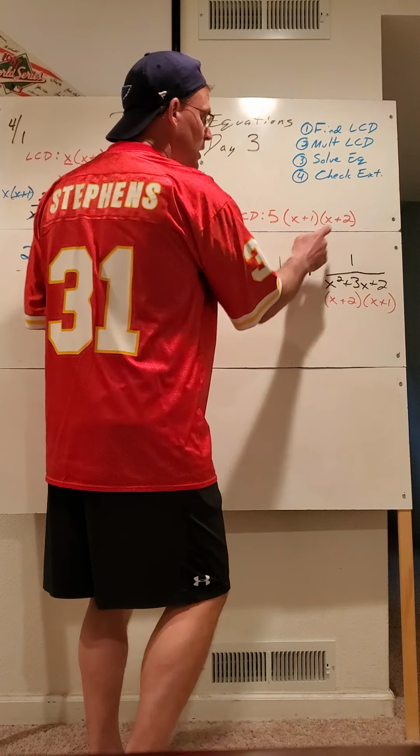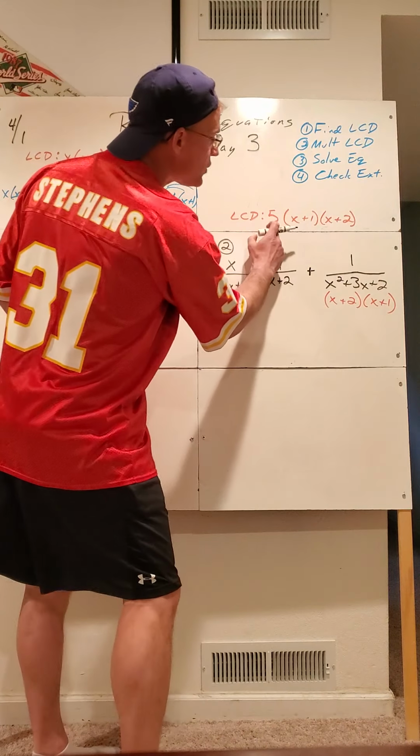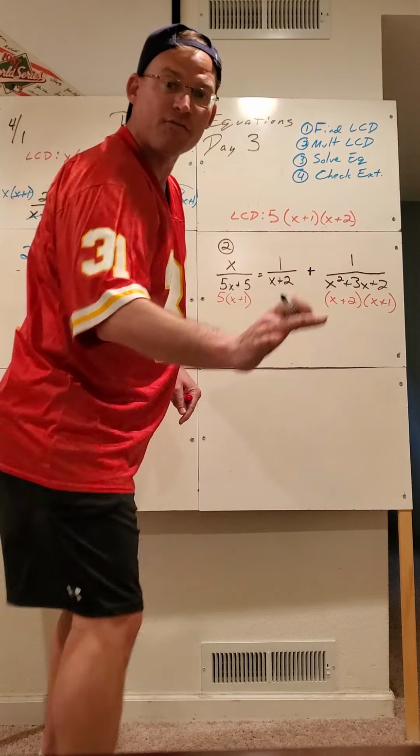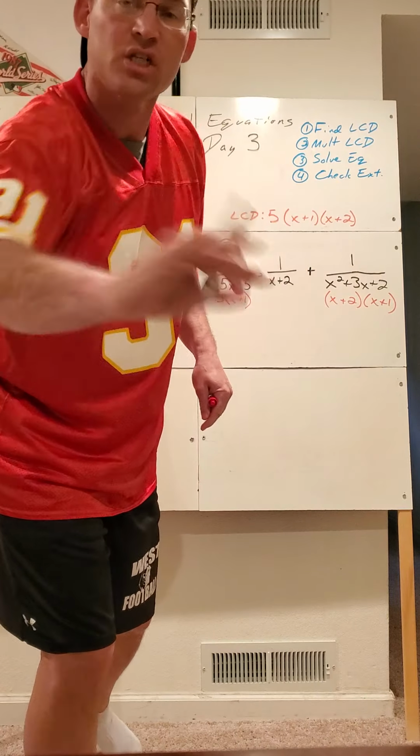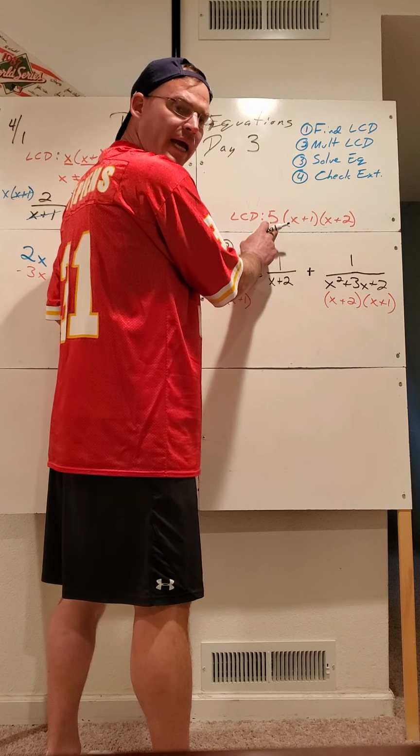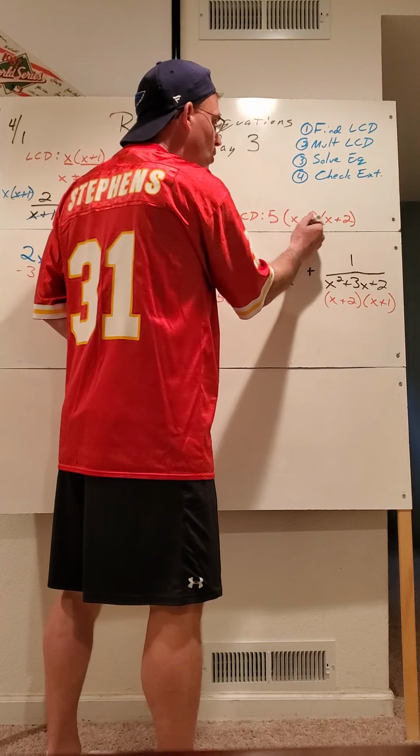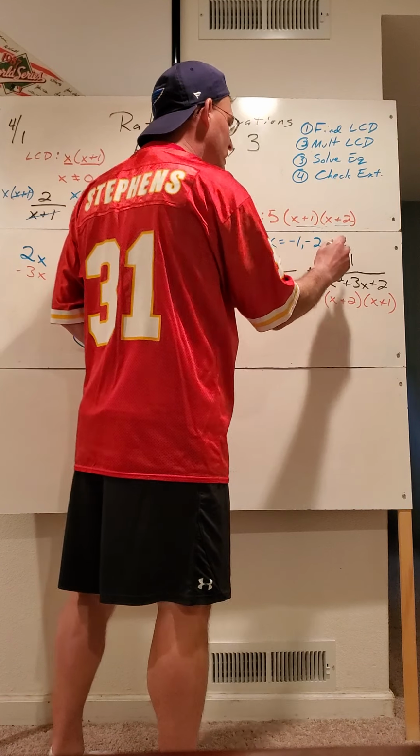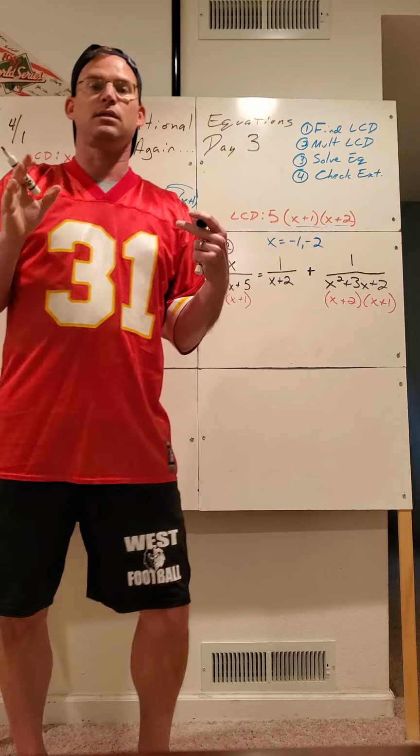Each part is going to give me an extraneous solution, except there's no variable here. I don't need to worry about it if there's no variable in it, just the stuff with variables. So this does not give me an extraneous solution. Only those two. So my x's cannot be -1 or -2. The 5 doesn't do anything.